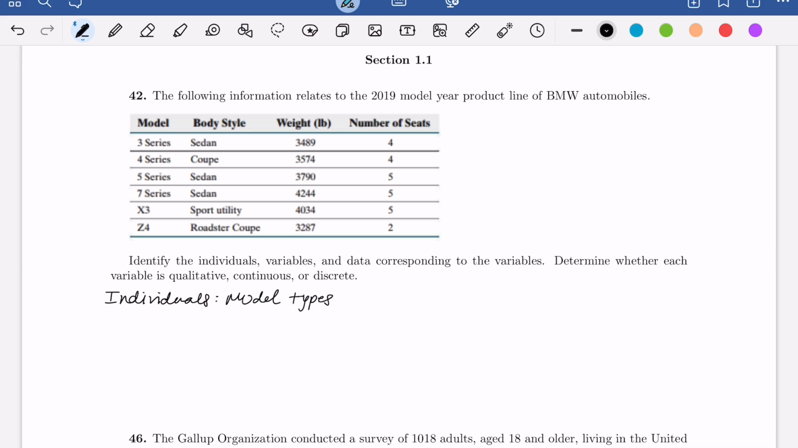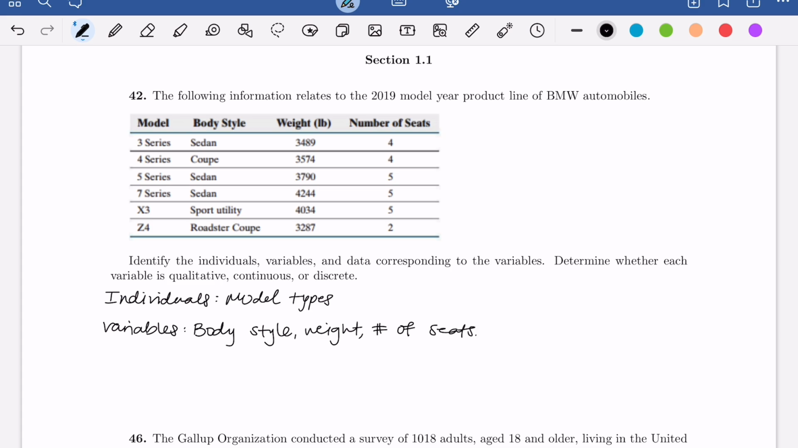The next thing we want to do is identify the variables. These are going to be the characteristics of these individuals in our population. So the characteristics of these model types are going to be the body style, weight, and number of seats. We'll list these here as well: we have our body style, the weight of the cars, and the number of seats.